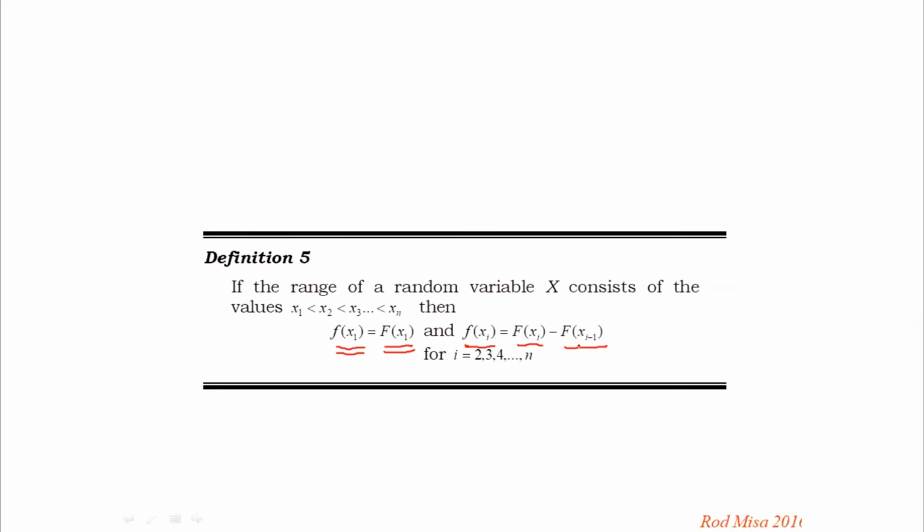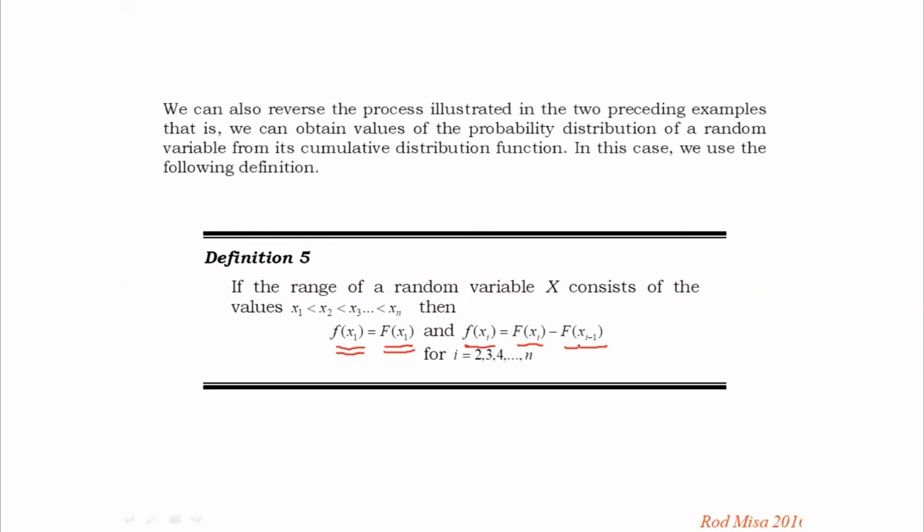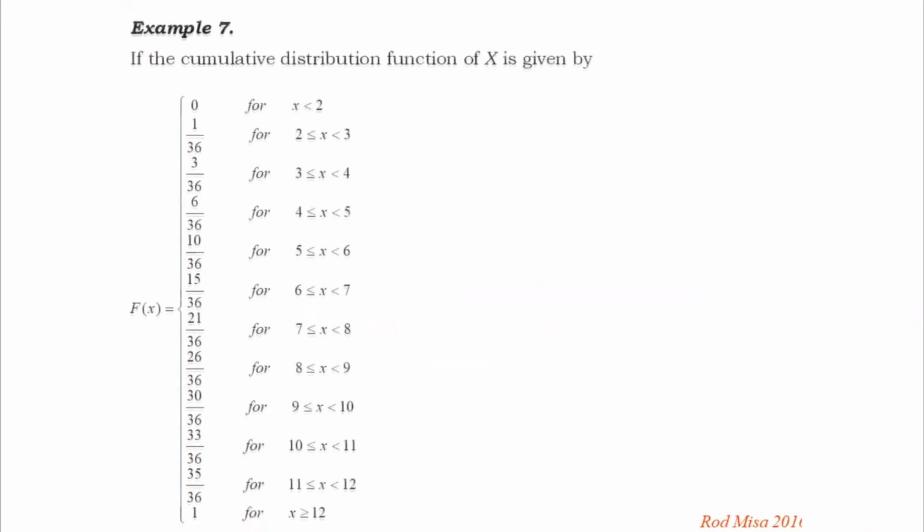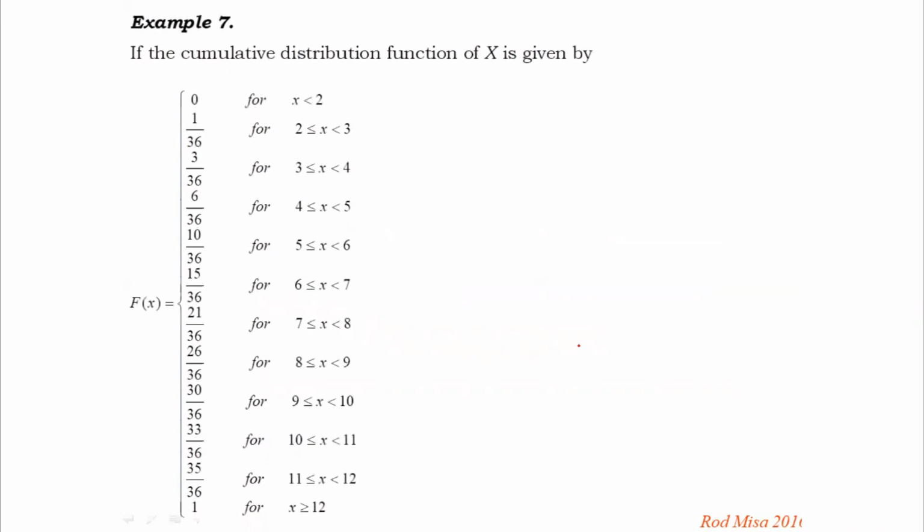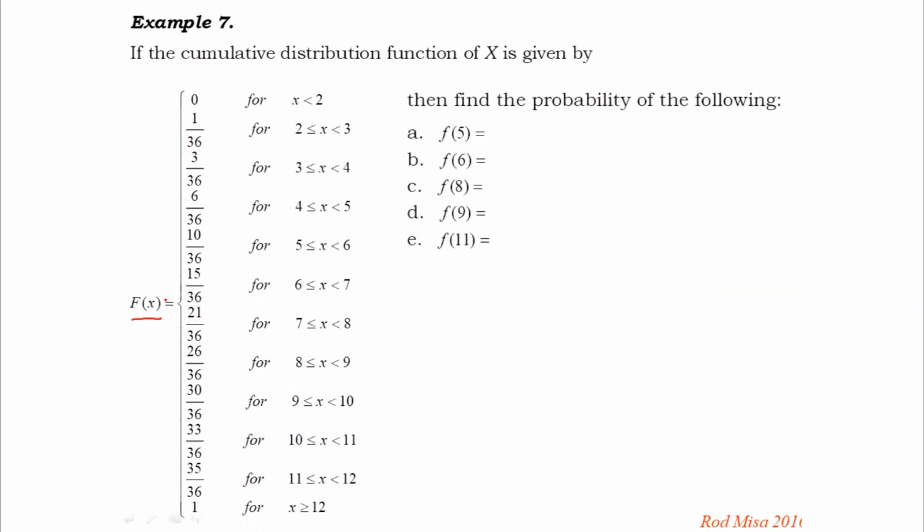In this case, we can reverse the process illustrated in the two preceding examples. That is, we can obtain values of the probability distribution of a random variable from its given cumulative distribution function. So, given a cumulative distribution function of x, which is given by this big F of x, we can compute the following probabilities. What is the probability when your random variable is equal to 5?